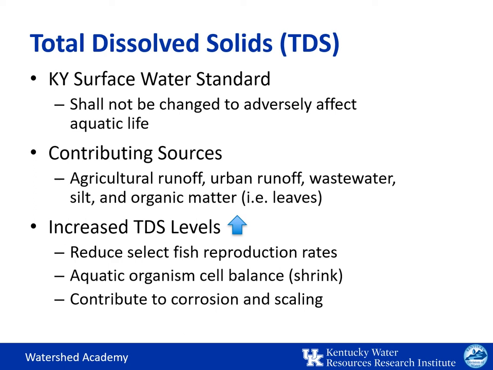TDS can be naturally high, as in the case of conductivity, in some areas where limestone is abundant. It has been found to lower fish reproduction rates, can affect cell membrane balance for aquatic organisms, and cause corrosion and scaling on infrastructure.